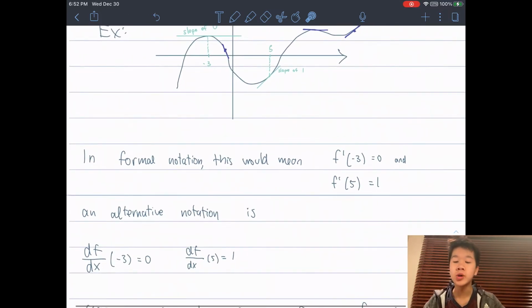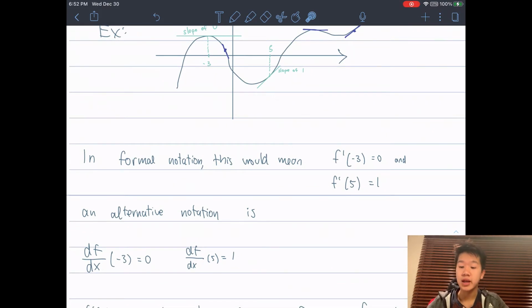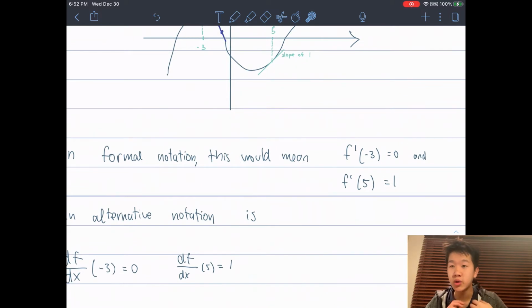So in formal notation, this would mean that f prime of -3 is equal to 0. So the derivative, the slope of the line at x equal -3, is 0. And also f prime of 5 is equal to 1. So the slope at x equals 5 is 1. The prime is put in front of a function at the top. It's to say that you're taking the derivative of this function.